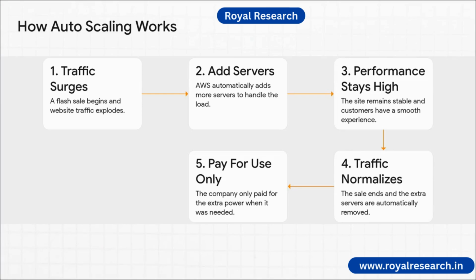This is one of my absolute favorite concepts, auto-scaling. Just follow this story. An online store has a huge flash sale, and bam, website traffic explodes. But instead of crashing, AWS sees the surge and automatically adds more servers to handle the load. A few hours later, the sale ends, traffic goes back to normal, and those extra servers are shut down automatically. The result? A perfectly smooth experience for customers, and the store owner only paid for that extra firepower for the exact time they needed it. Brilliant.